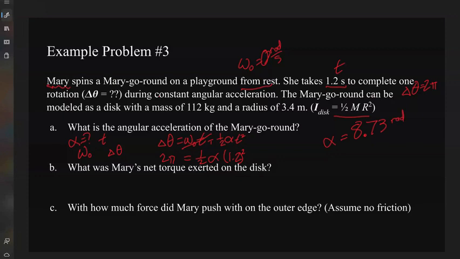8.73 radians per second squared. All right. So that is our angular acceleration, 8.73 radians per second squared, of this merry-go-round as it's accelerating.